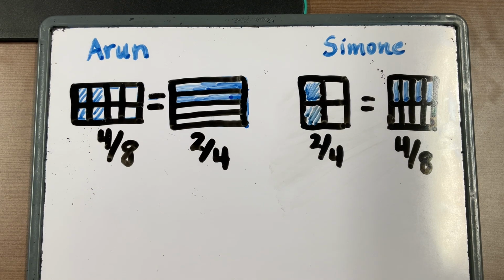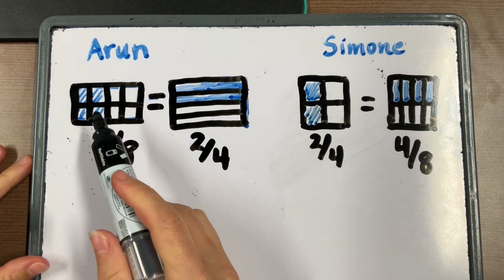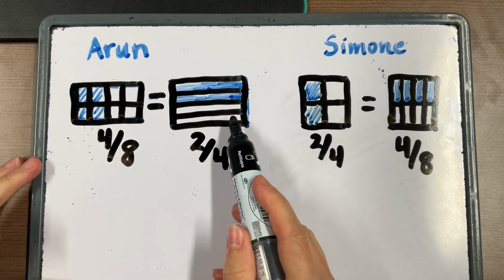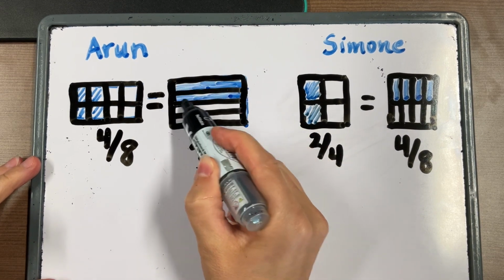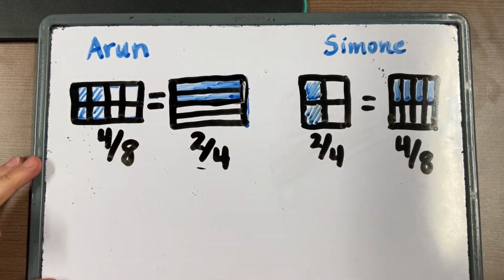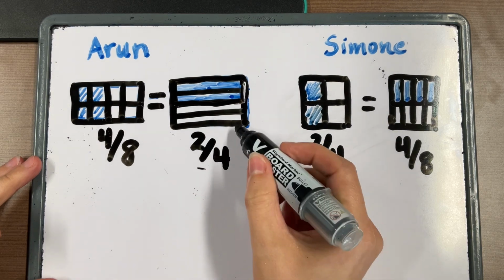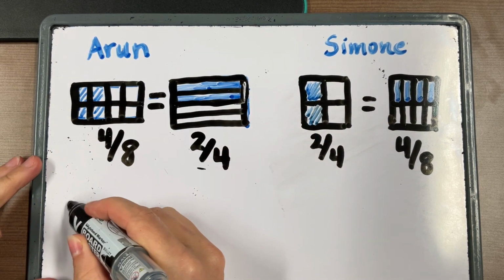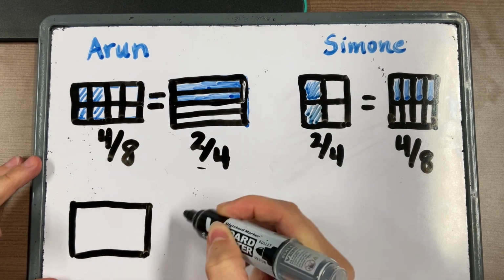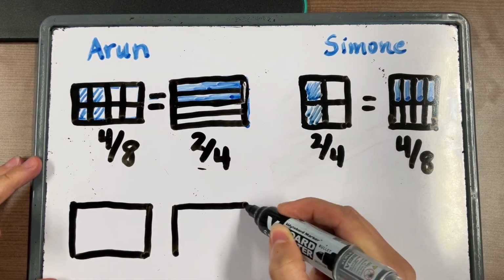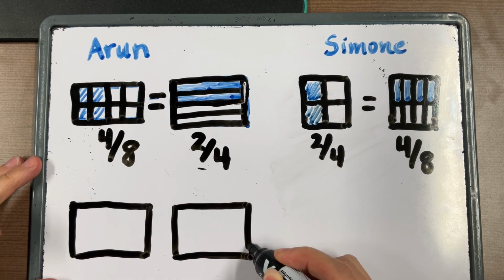Okay, let's see what you noticed. When I look at Arun's models, I can see that this one is much larger. So this 2/4 is actually bigger than that 4/8. So the size matters. Arun could have corrected it by making both of his models the same size, not different sizes.